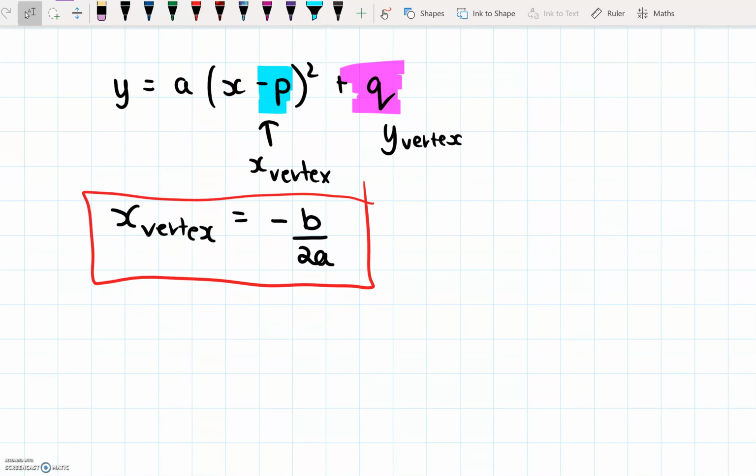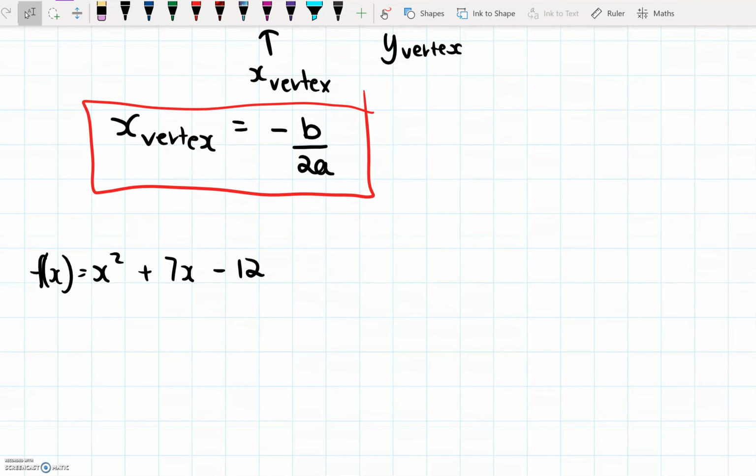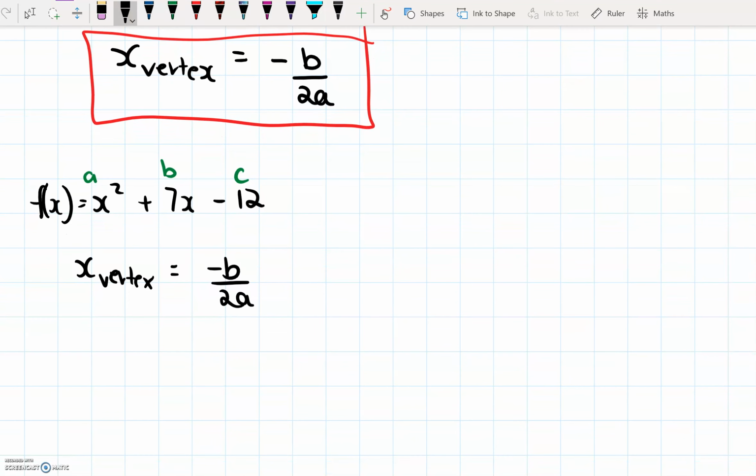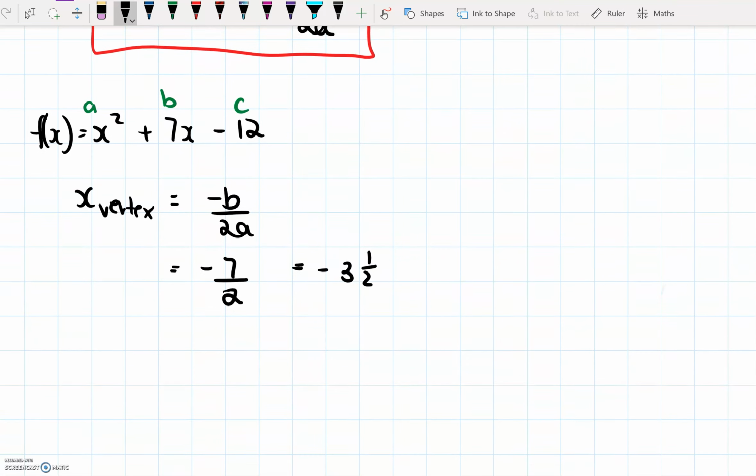So for example, if I have x squared plus 7x minus 12, and that's our function. All right, if I want to know the vertex, we can say x vertex is equal to negative b over 2a. You'll remember that we have a, b, c. Okay, so it's equal to -7 over 2 times a. Remember a is actually 1 here. So over 2, which is equal to -3.5. And that is our x vertex.